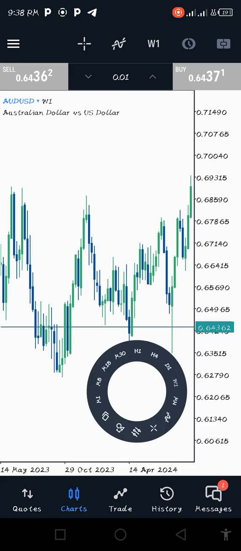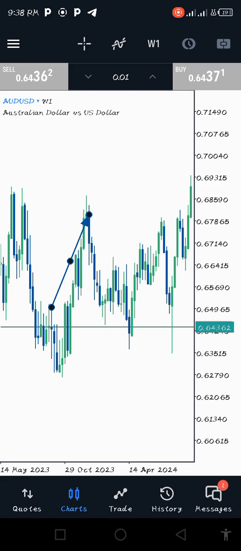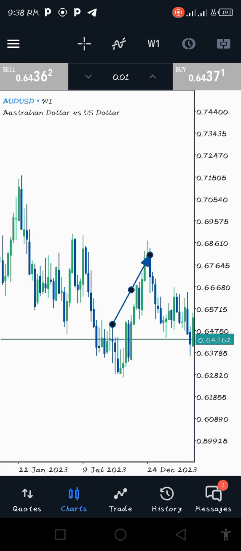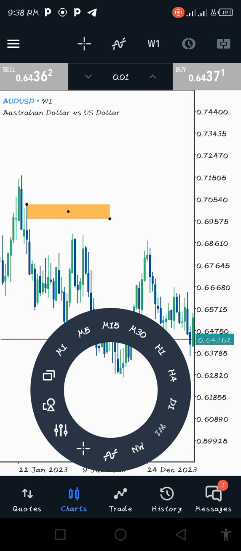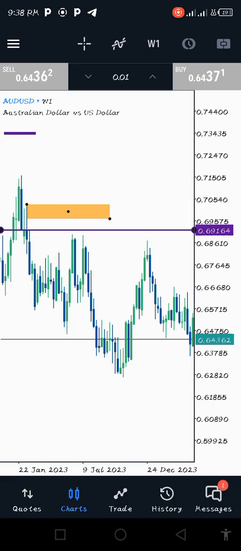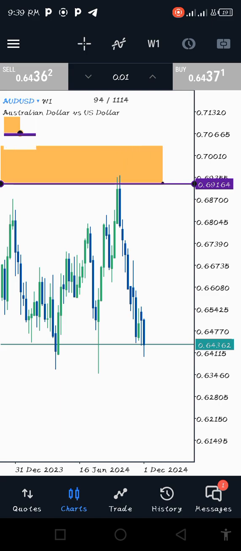Now after price violated this zone, what was the next zone that we anticipated that price could get to and stop? This zone right here. Let me use a line tool so that I could not be confusing you much more. This zone right there. So that was our next zone that we anticipated price to get to and stop right there.